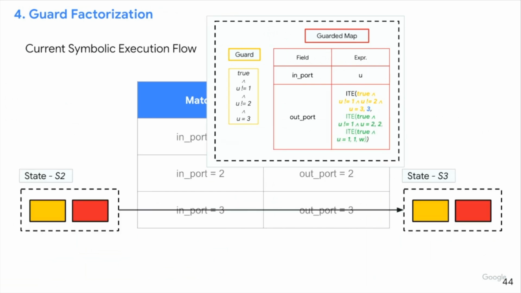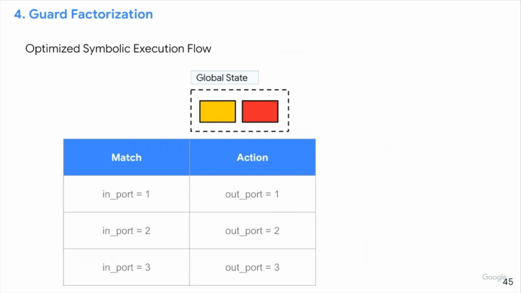Then evaluate the third state, third entry, and you get this huge expression, as you can see here. And if you have 1,000 entries and many more tables, the expression just keeps on getting bigger and bigger. So how do you compress these expressions? How do you make them better? So we optimize the symbolic execution at this point, where you have this global state.